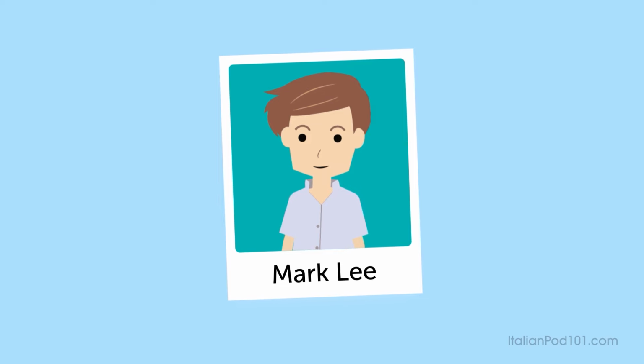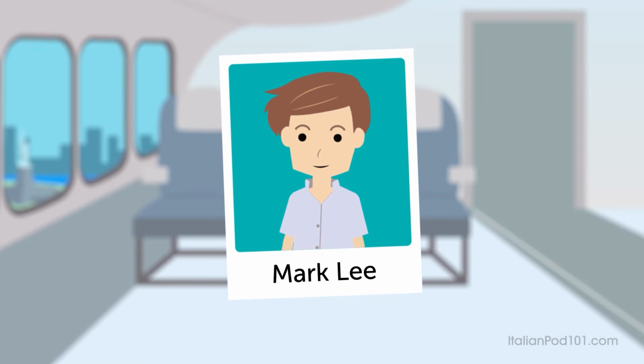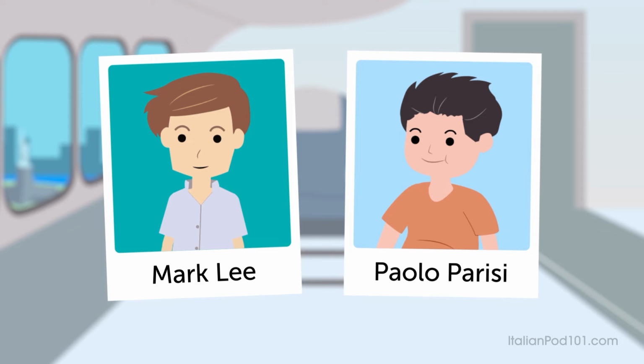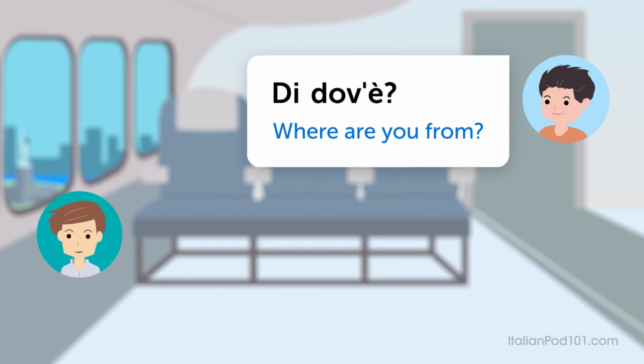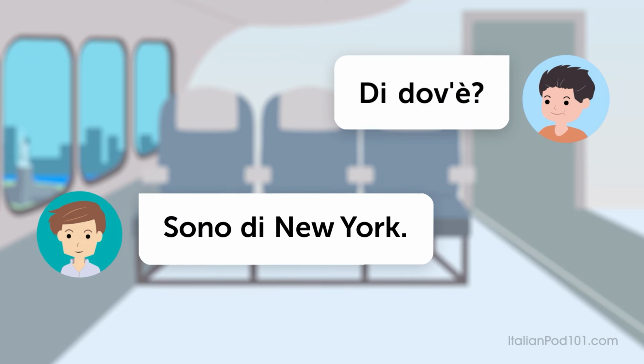In this lesson, you learn how to tell someone where you are from in Italian. This is Mark Lee, and he's on a plane to Italy. Paolo Parisi, a passenger sitting next to him, asks, where are you from? Di dove? Listen to the conversation and focus on Mark's response. Note, the speakers in this conversation use formal Italian. Ready?